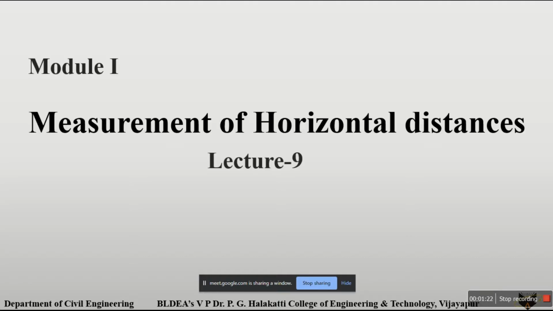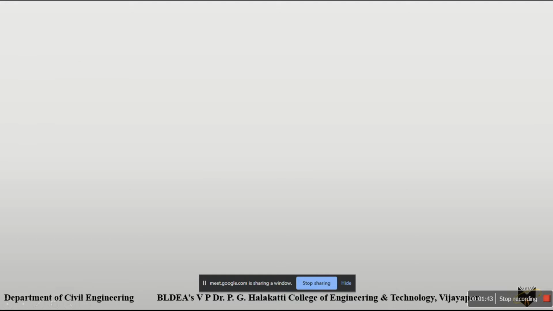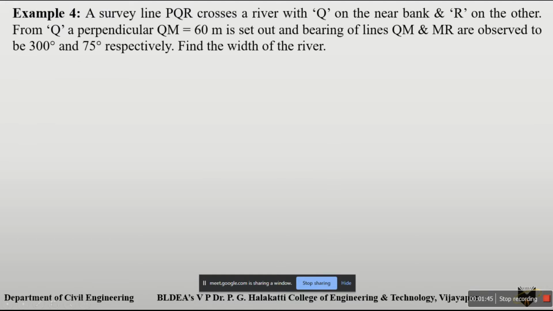Okay, in the last class, we solved some problems on obstacles in tape or chain surveying. Okay, example number 4. First, read the problem, understand what is given, and you have to know that whatever points are given here are present with respect to the diagram.